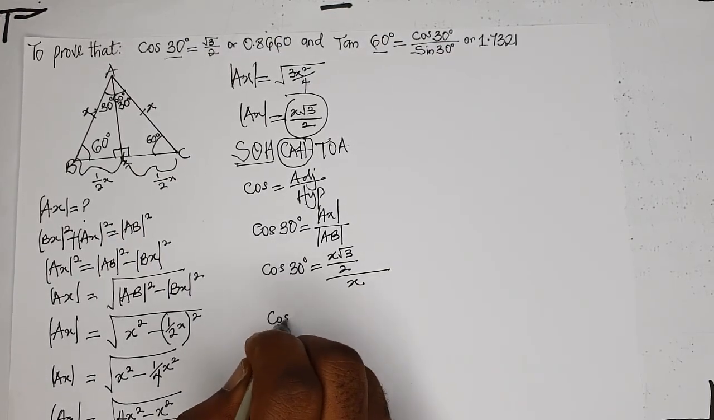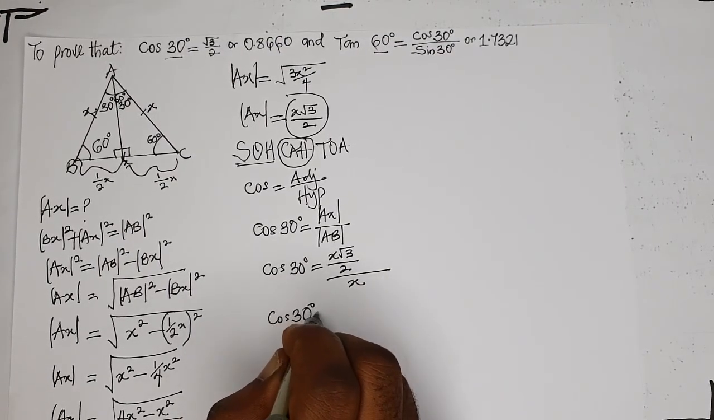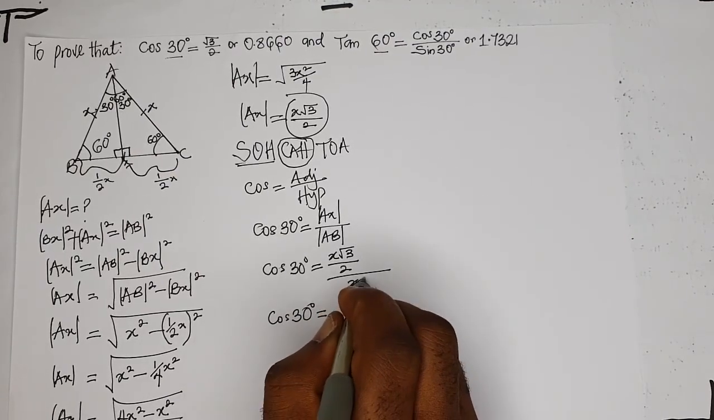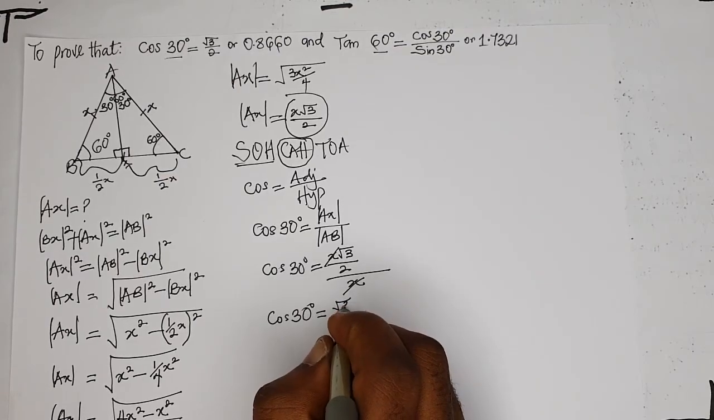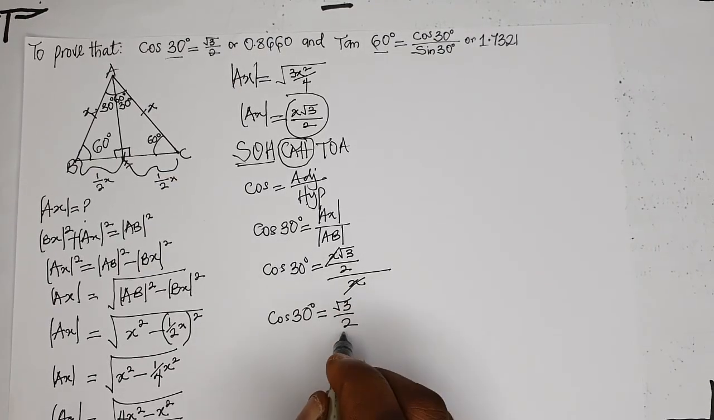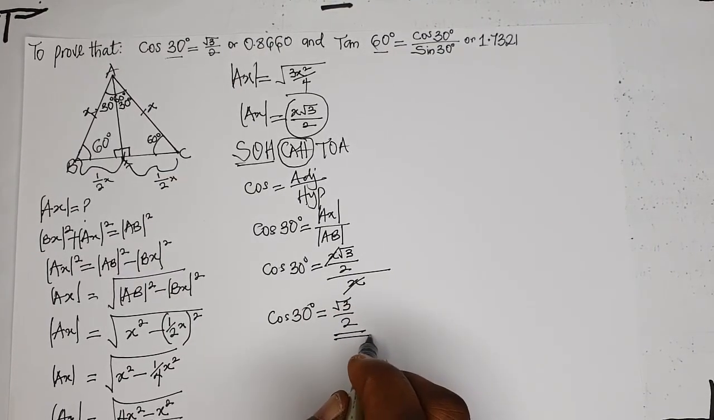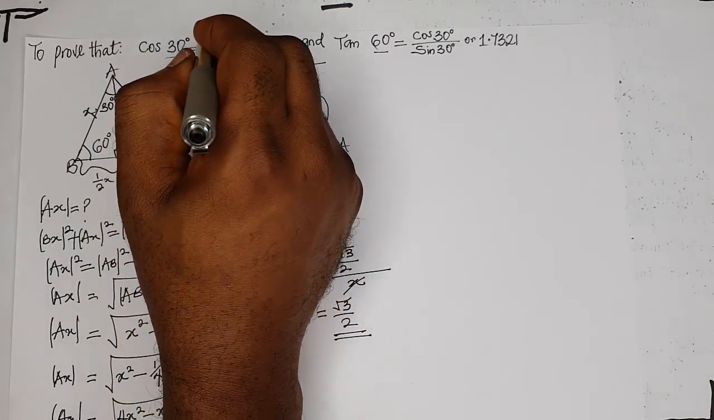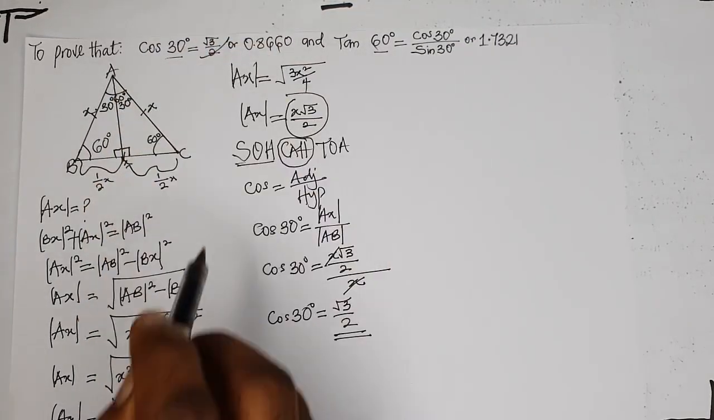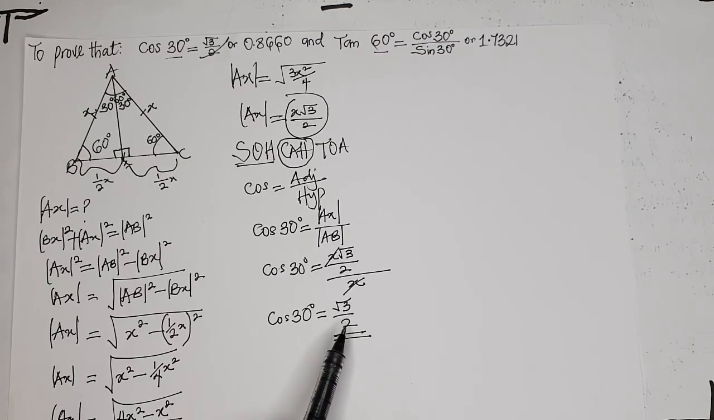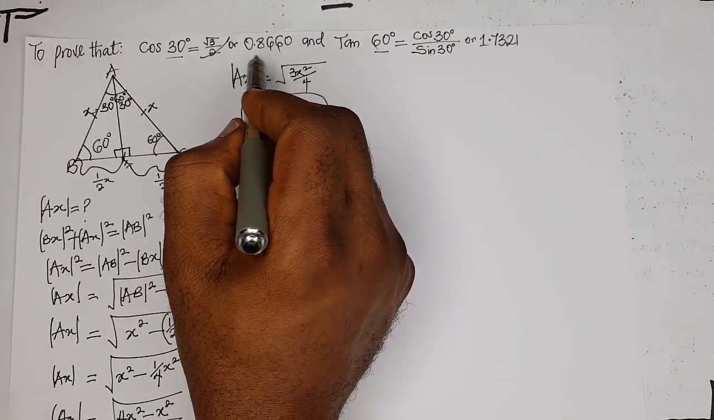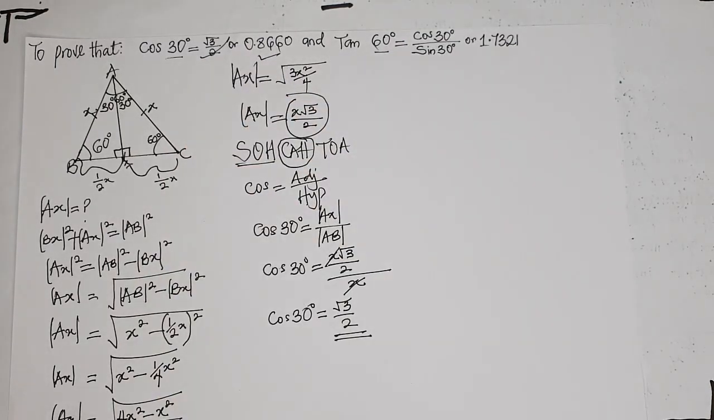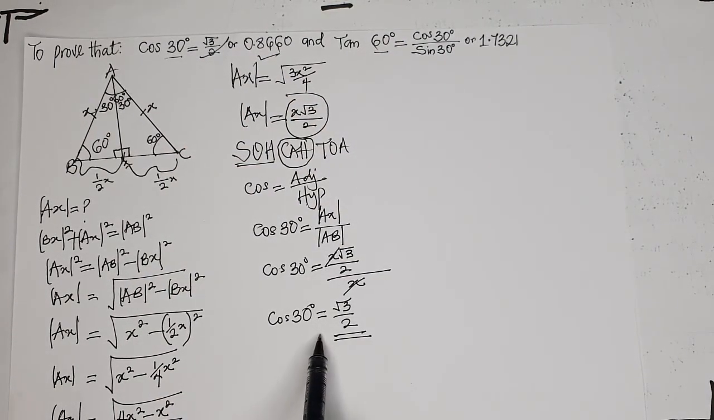cos 30 degrees will be equal to, cancel out x on the denominator and cancel out x on the numerator, and you are left with root 3 all over 2. This is the answer as required. Take a look here. Cos 30 here is given as root 3 all over 2, which we have just proved to be correct. But is it true that root 3 all over 2 will also give us 0.8660? And when we find it on calculator, will it be the same?